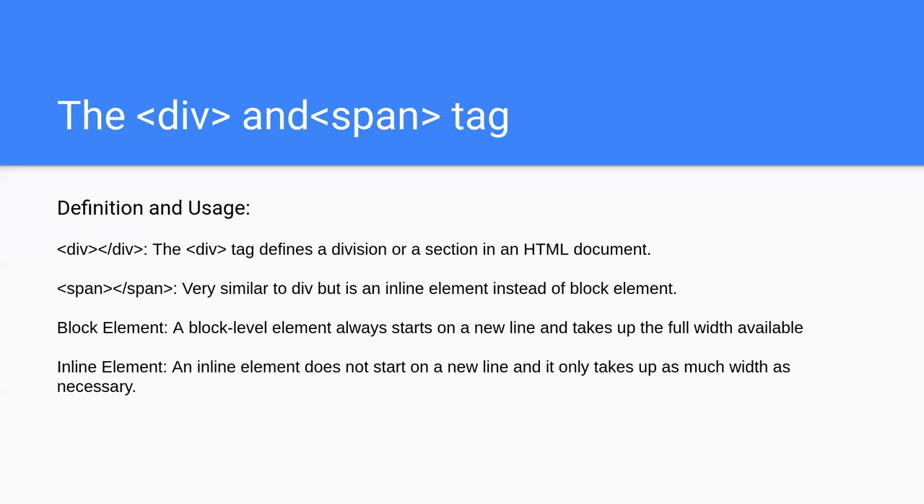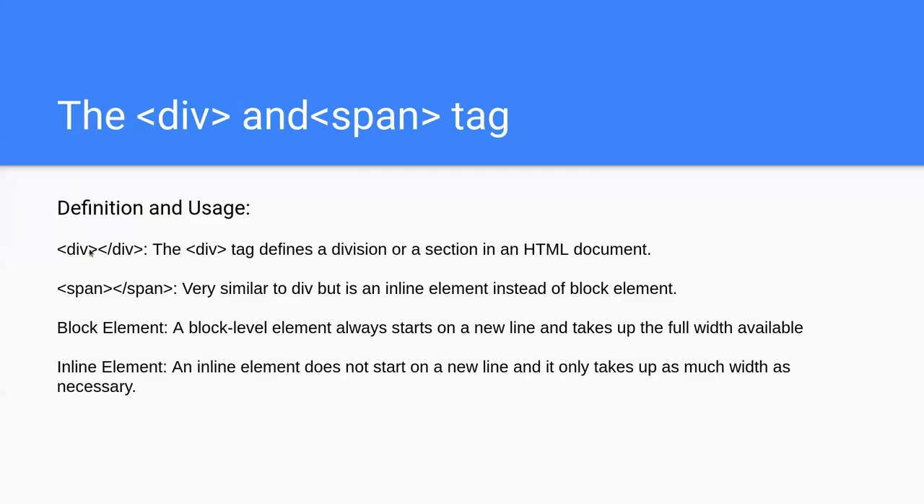So the div tag defines a division or a section in an HTML document. Span is an inline element instead of a block element. So what I'll do is I'll explain to you the difference between an inline element and a block element. A block element takes up the whole width of the screen available. So if you use a div tag and you put some content inside it, even though the content might take only one character, the div tag reserves the entire width of the screen for that.